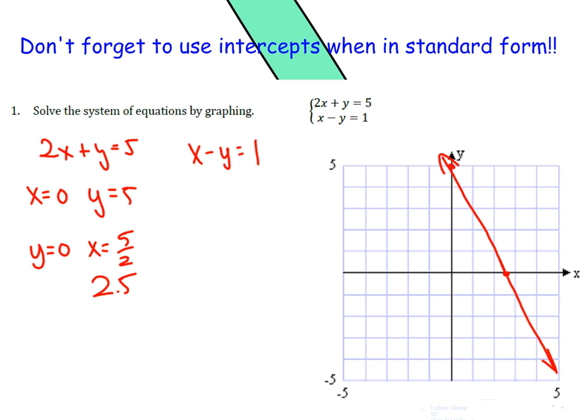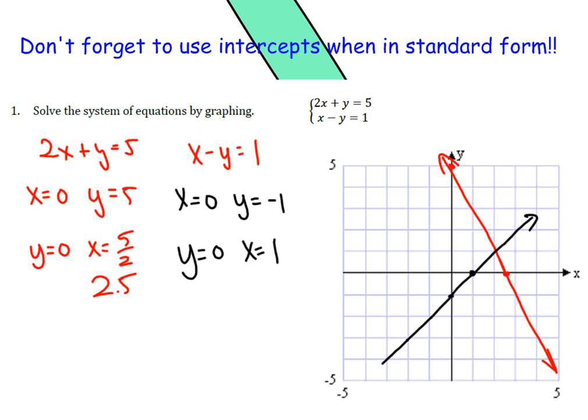For x minus y equals 1, well, if x equals 0, y equals negative 1. If y equals 0, x equals 1. All I did was put 0 in for x and y and solve for the other one. So x is at 1, y is at negative 1. Pretty simple to draw that line.